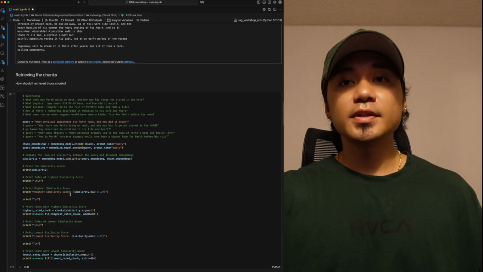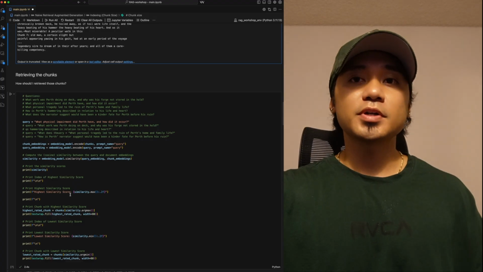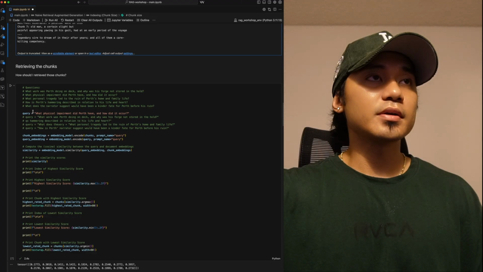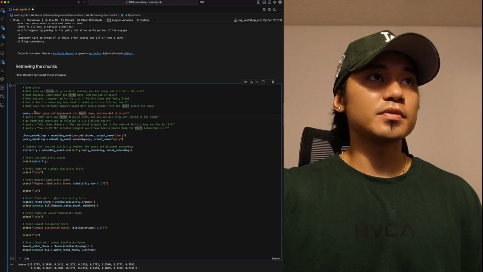So now that we have an indexer, we're going to move on to how we're going to retrieve those documents from the database. I just have some queries here. These were generated from ChatGPT. For now, we're just going to test out this first query: What physical impairment did Perth have and how did it occur?